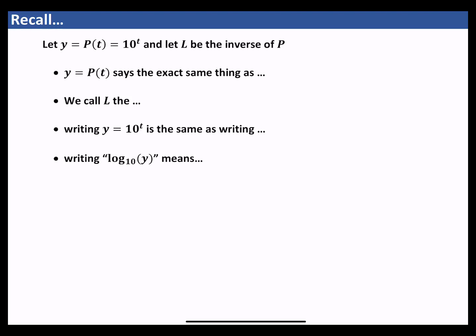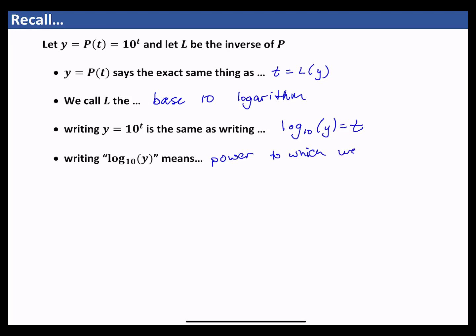Okay, so we know that if p and L are inverses, then y equals p of t says the exact same thing as t equals L of y. This is because inverses say the same thing from two different perspectives. We call L the base 10 logarithm, and writing y equals 10 to the t is the same as writing log base 10 of y equals t. When we write log base 10 of y, what we mean is the power to which we raise 10 to get y.